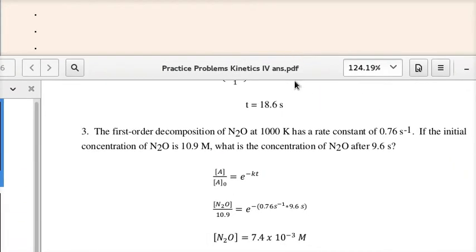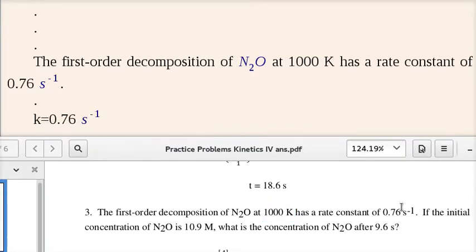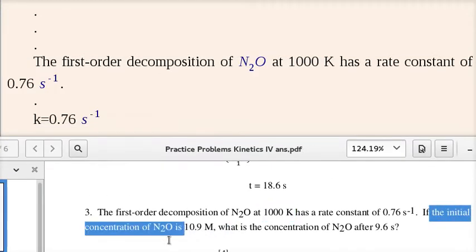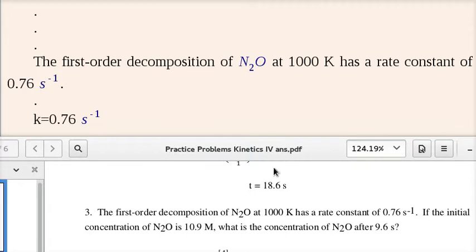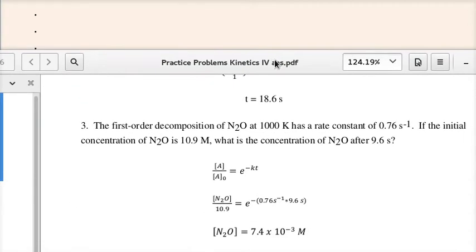Now, if there were a question that said, how will the rate constant change if that temperature goes up to 5 million, then yes, the rate constant will go up. Anyway, if the initial concentration is so-and-so, you just use the normal equation for first order. The way you know it's first order is it says first order. Also, the rate constant is seconds to the negative 1.